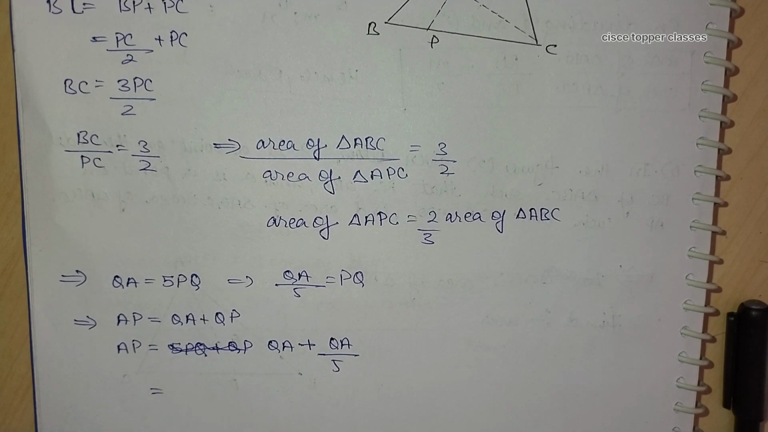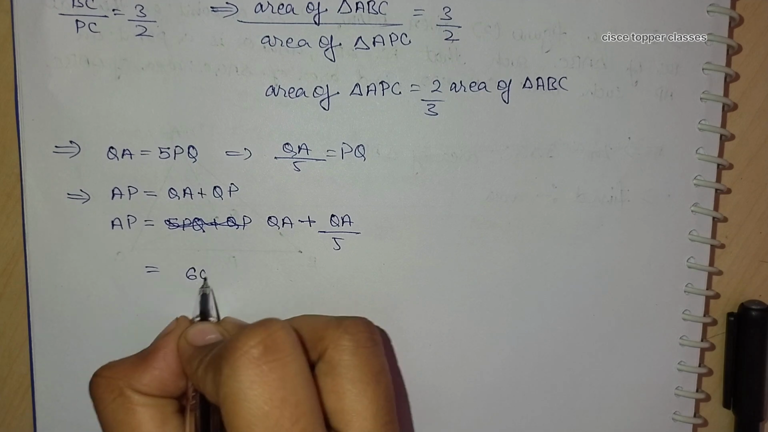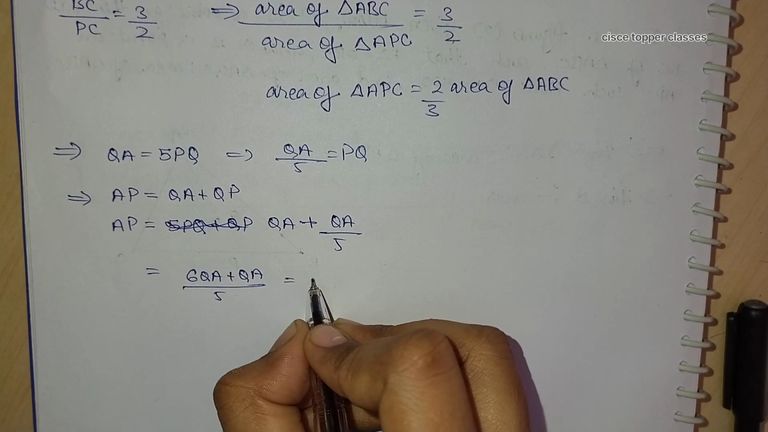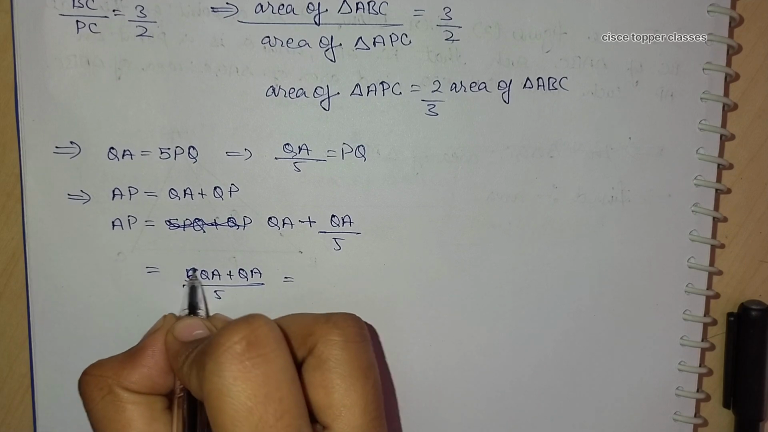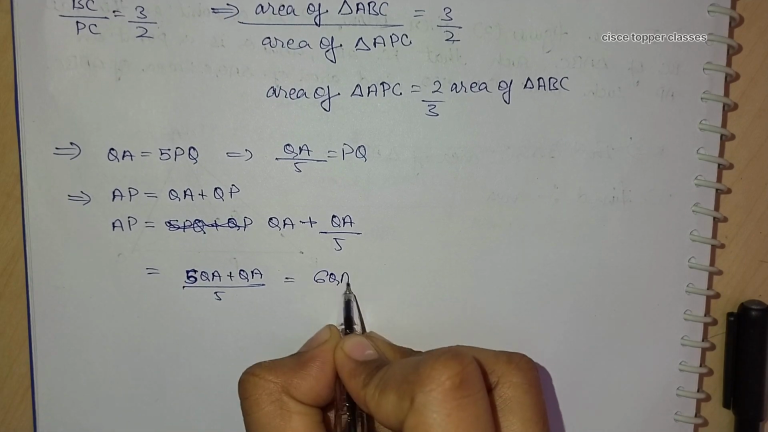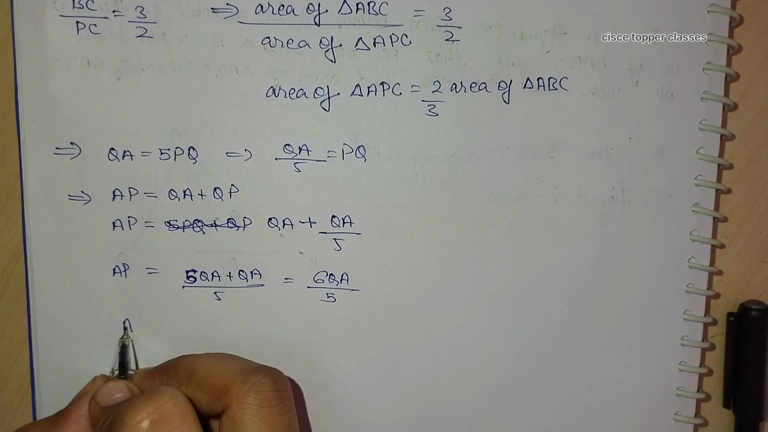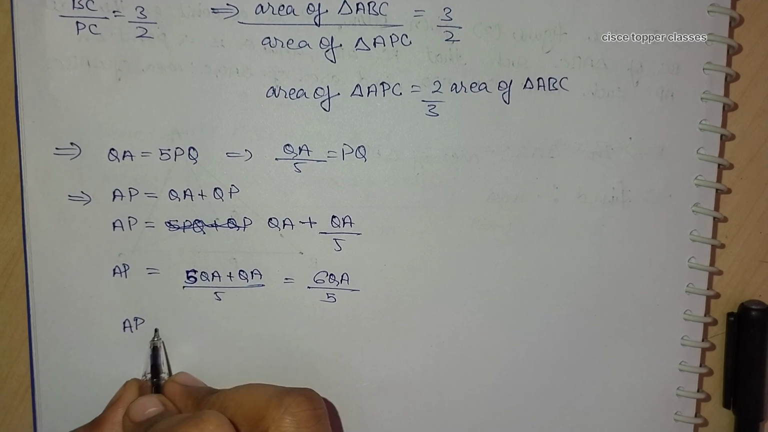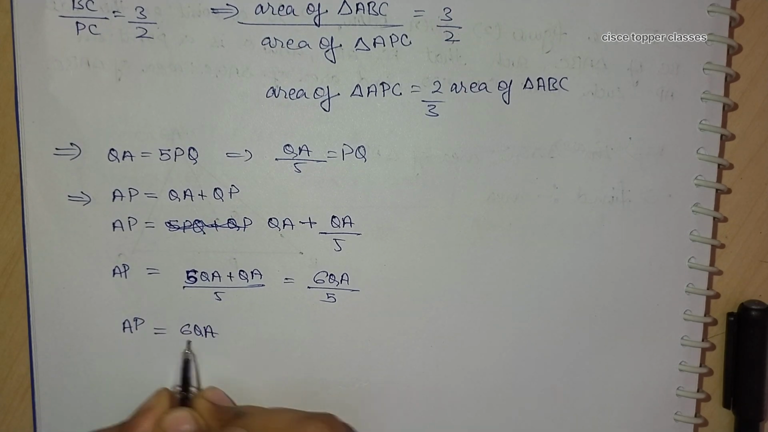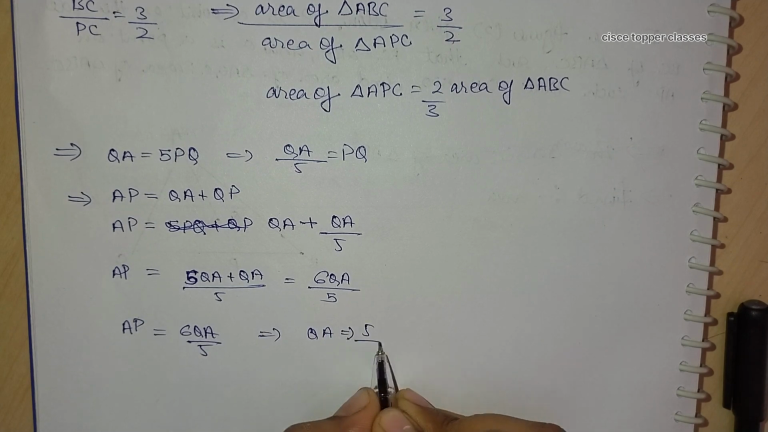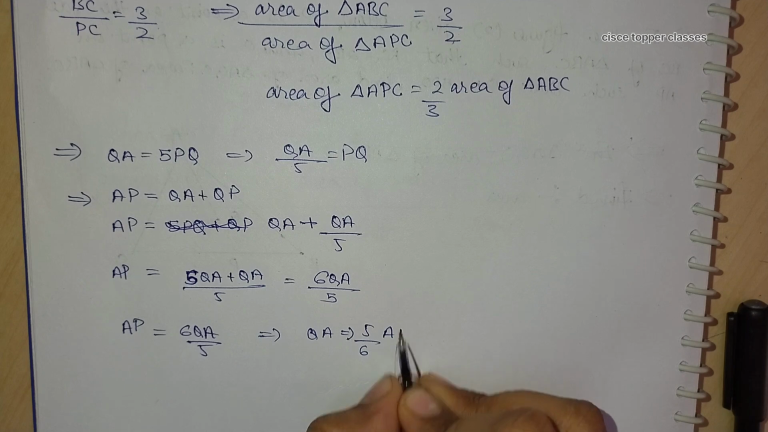We will take the LCM here, and this will be 6QA divided by 5, that is 5QA plus QA divided by 5, equal to AP. From here we can write AP is equal to 6QA divided by 5. This will be QA is equal to 5 by 6 of AP from here.